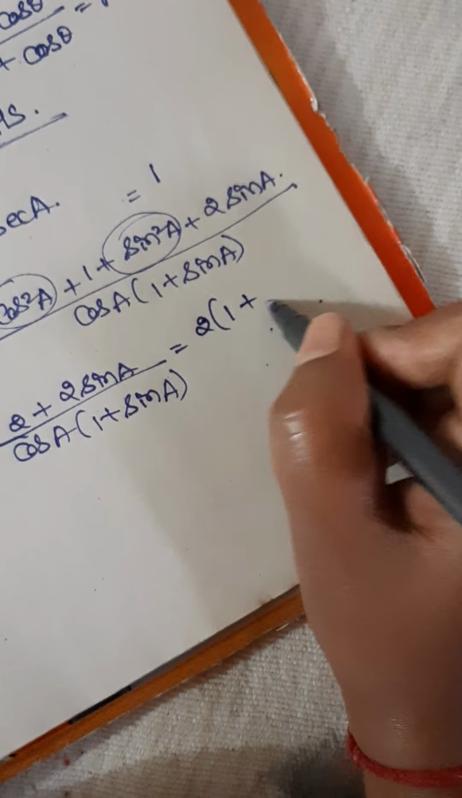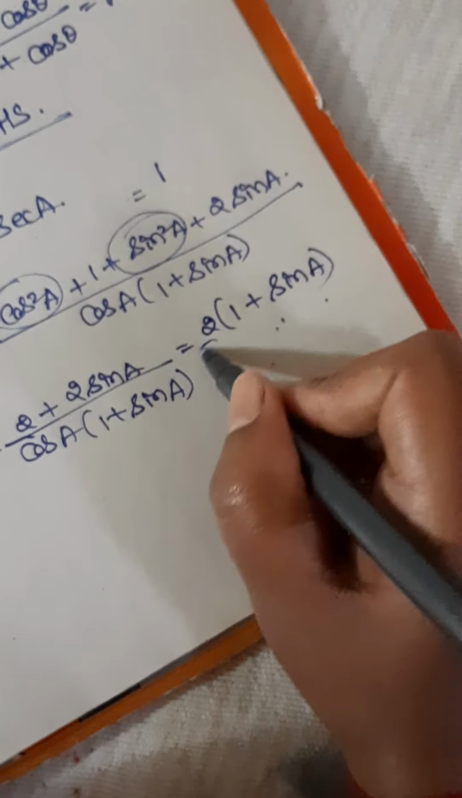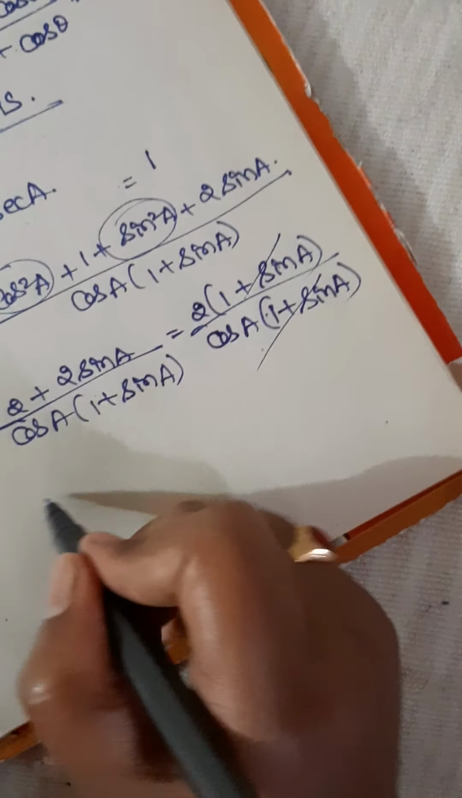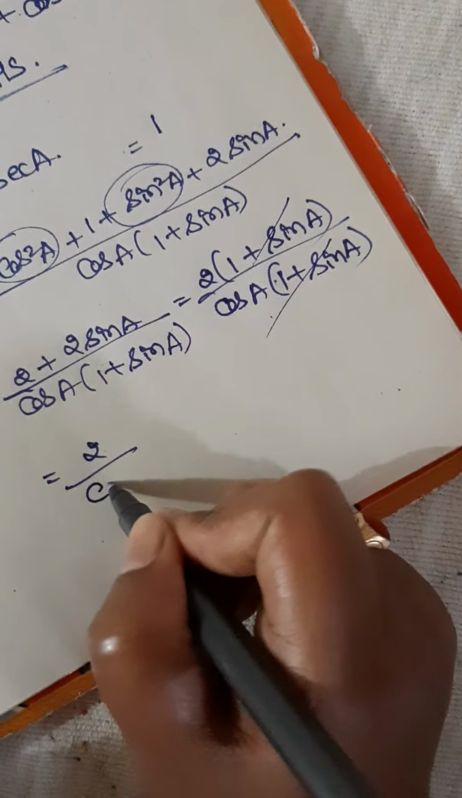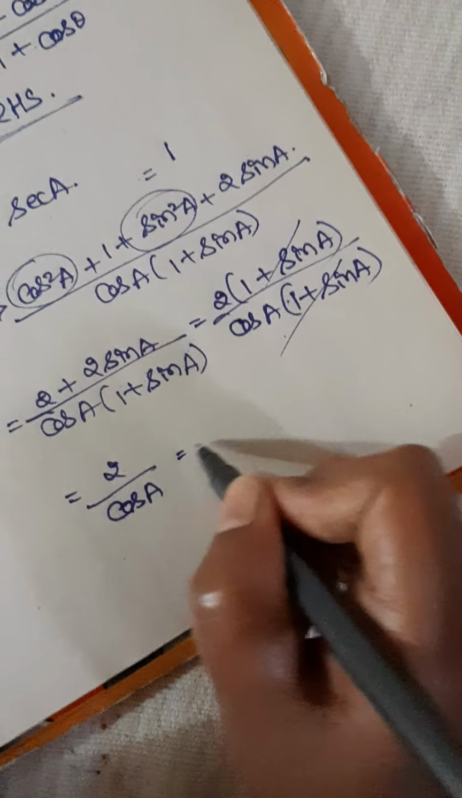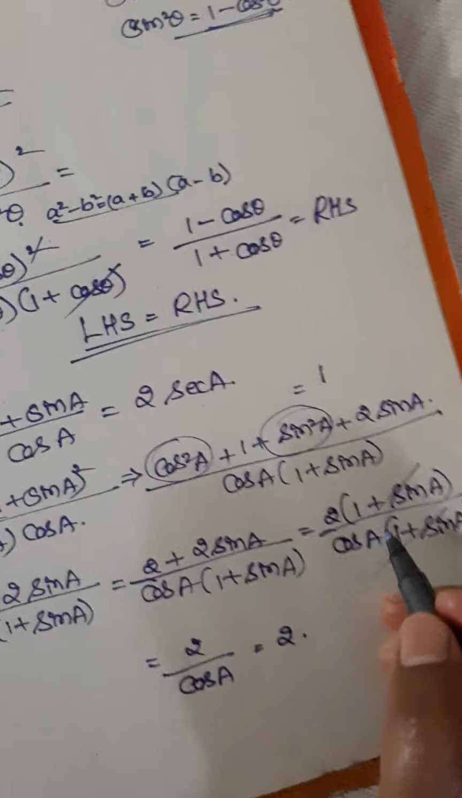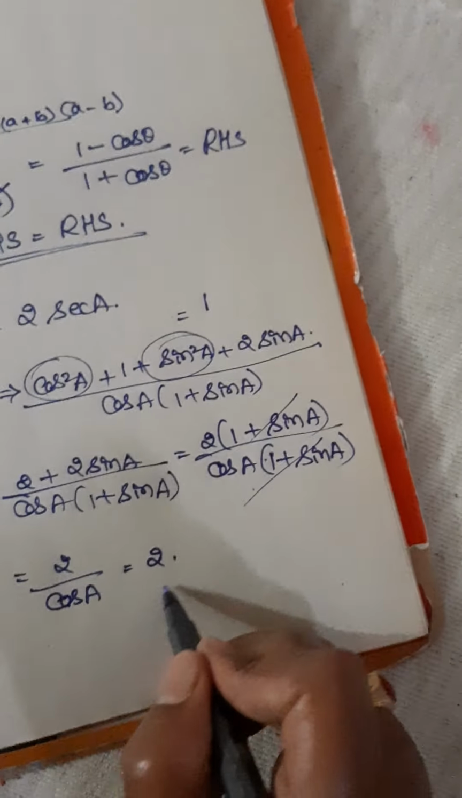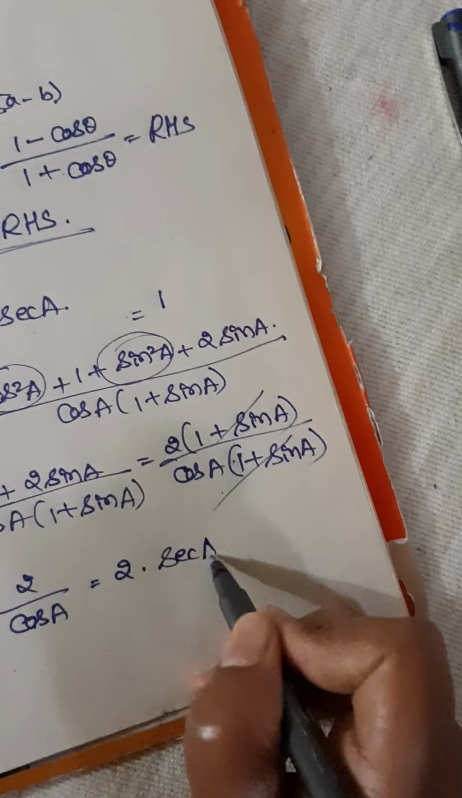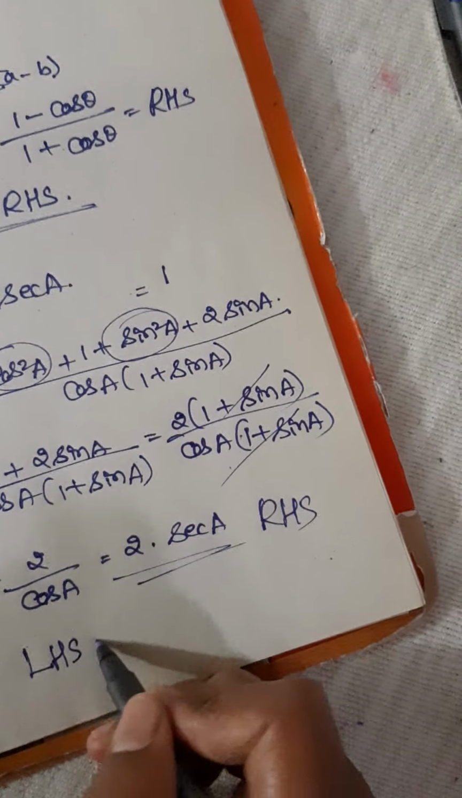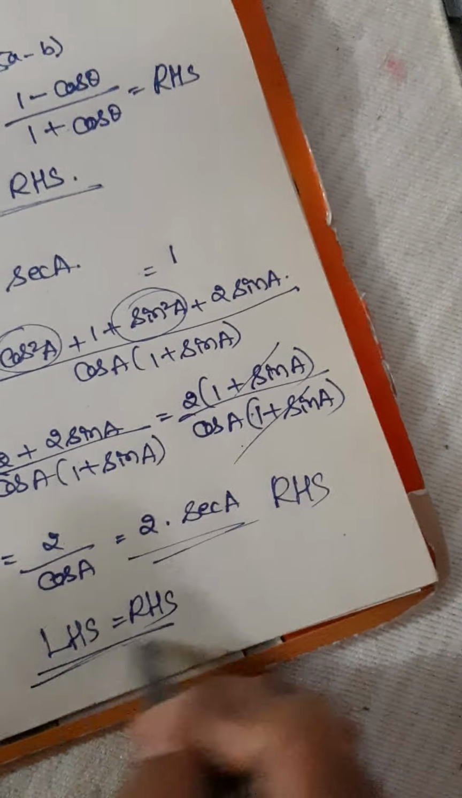So it will be (1 plus sine a) divided by cos a (1 plus sine a). These 1 plus sine a, 1 plus sine a cancel, and we get 2 by cos a. This 2 you can keep as it is, and 1 by cos a means secant, since secant is equal to 1 by cos. Here cosecant is equal to 1 by sine and secant is equal to 1 by cos. This formula we know. So 2 secant a. This is our RHS. So hence proved, LHS is equal to RHS. We proved this one also.